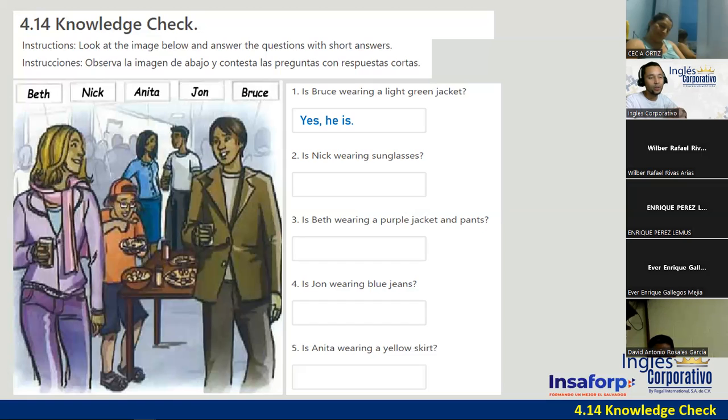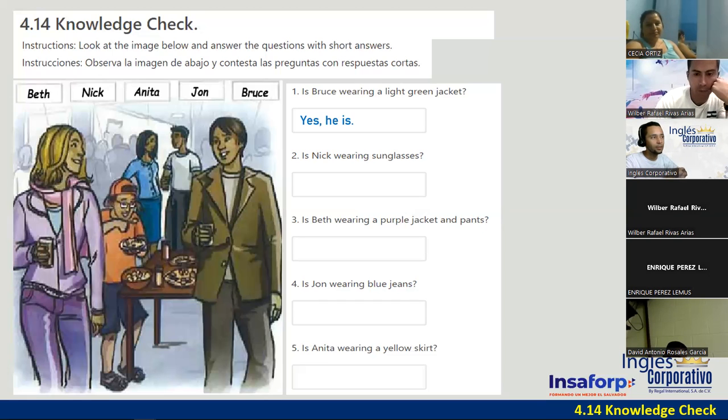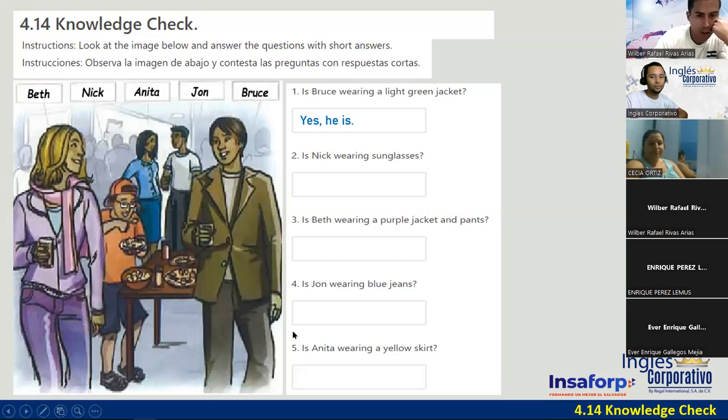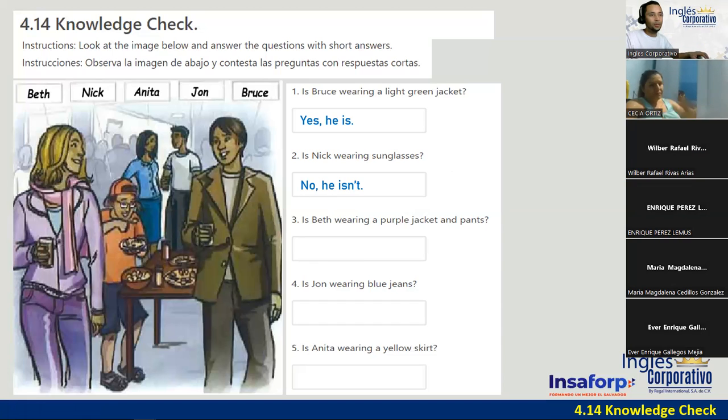Number two, is Nick wearing sunglasses? Wilber Rafael. No, he is. Veamos, si decimos no, he is, también hay que agregar algo más al final. Isn't? Ajá, así es. Okay. Entonces sería, no. Is Nick wearing sunglasses? No, he isn't. Okay, that is correct. Very good. Thank you, Wilber. Okay, what about the next one?